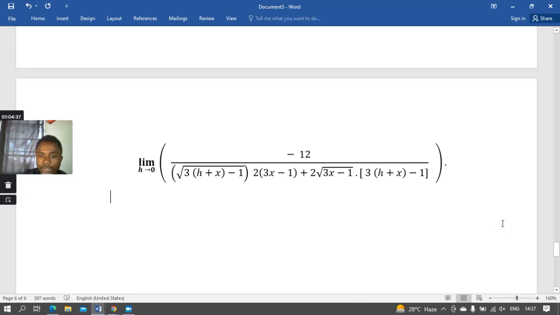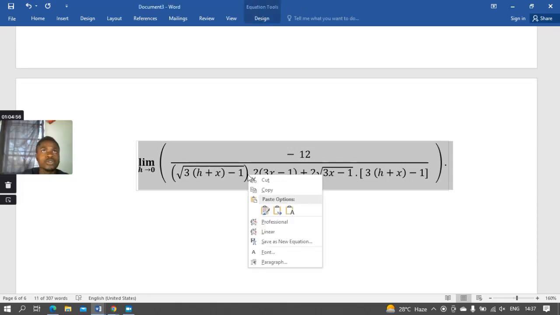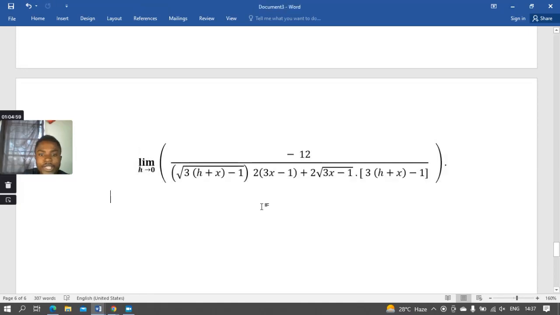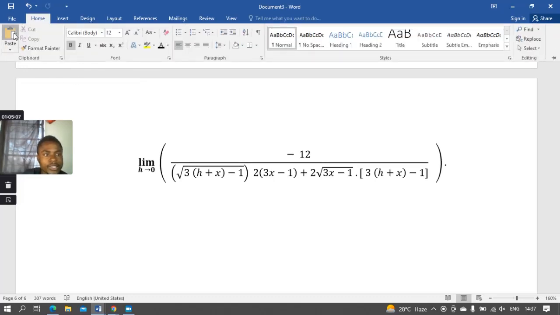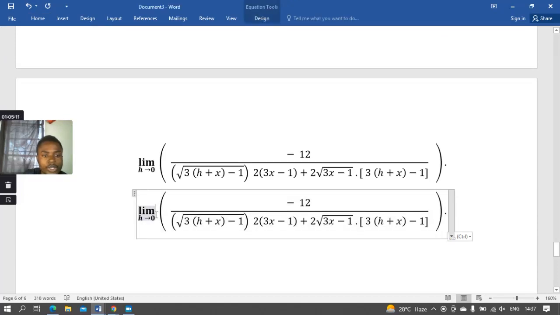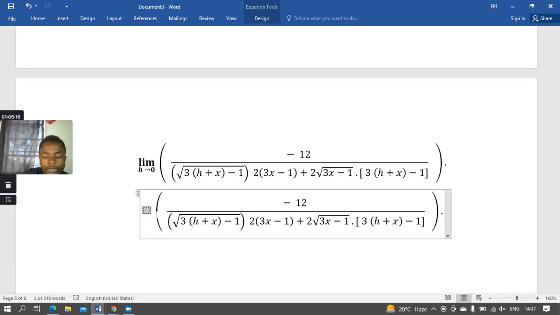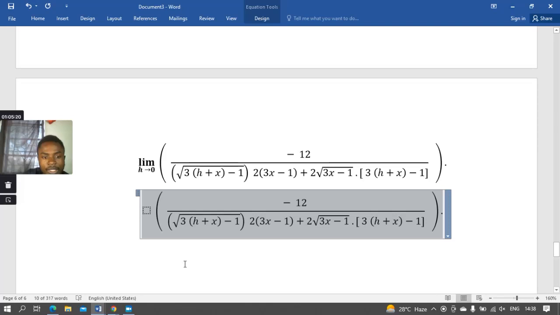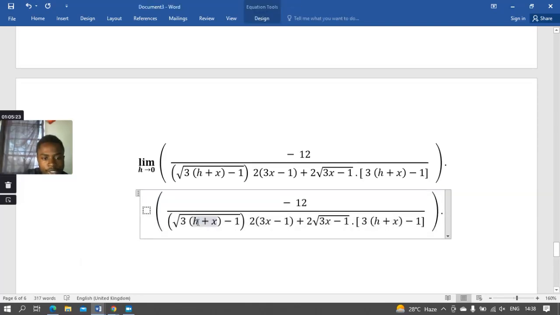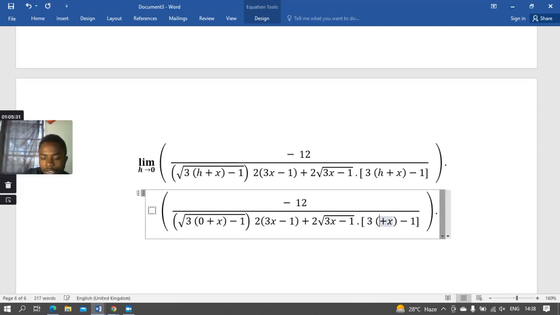At this point, it's very easy to work out because you only have an H down there. So let me quickly work out this. What we are going to do is replace where there is H with 0, and where there is X, we are going to put 0. But immediately you replace H with 0, you need to make sure that the limit thingy has disappeared. So where there is H, I'll put 0, and again where there is another H there, I'll put 0.